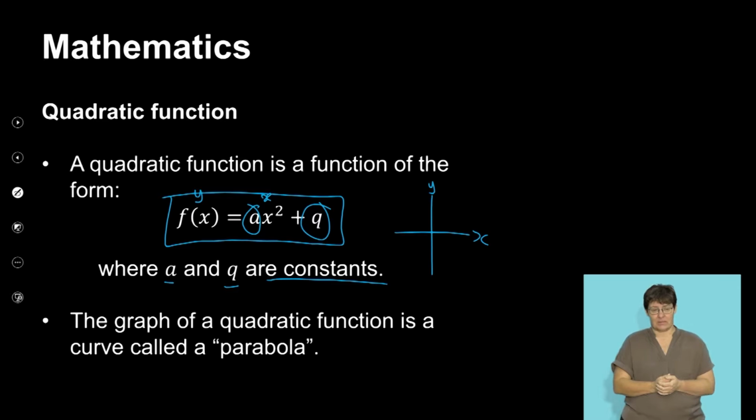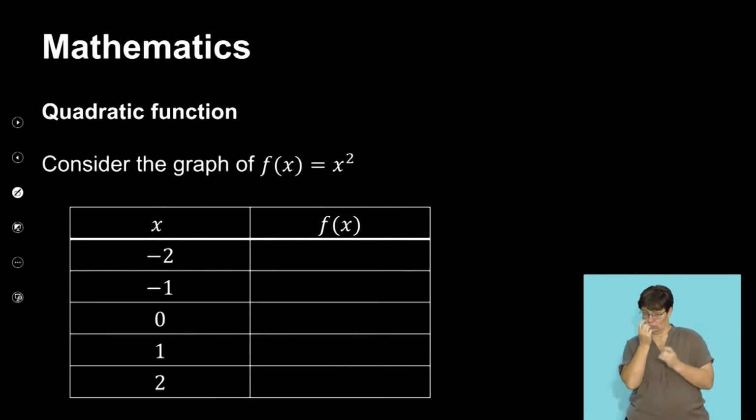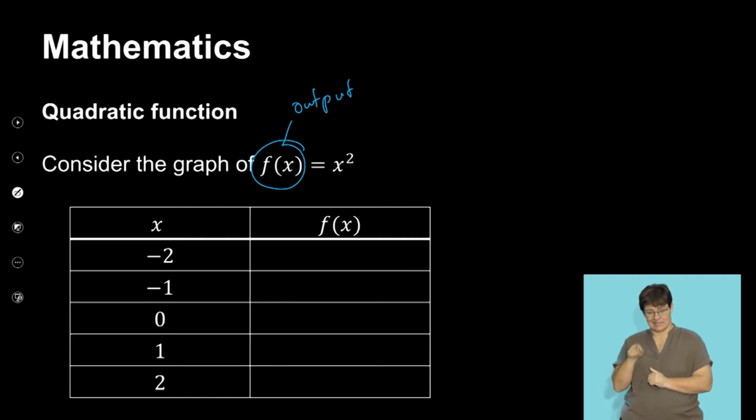And then the graph of a quadratic function is normally called a parabola, right? So this is called a parabola, which we will look at the shape of just now. Firstly, I want you to consider the graph of f of x equals x squared. Remember, the f of x is my output values. This is the output, and the x value will be the input value, right? So that's why I only give you the x values. I want you to find the f of x.